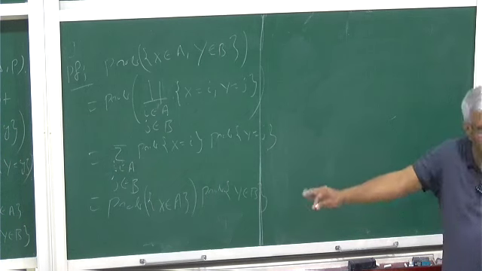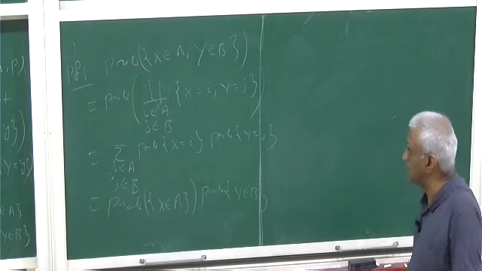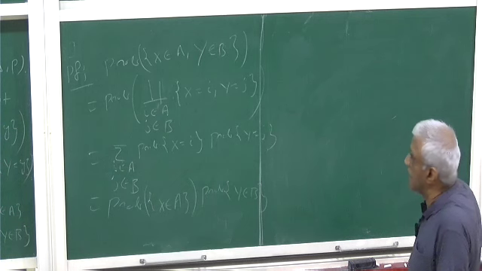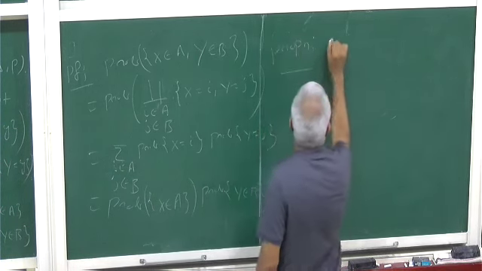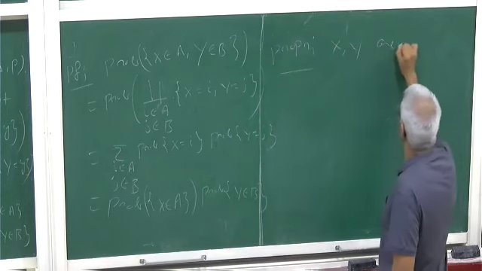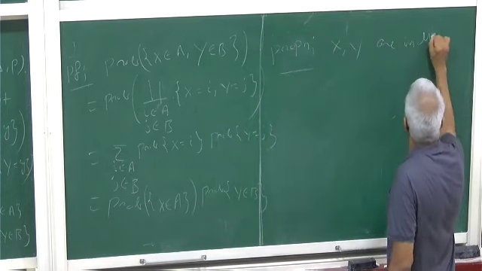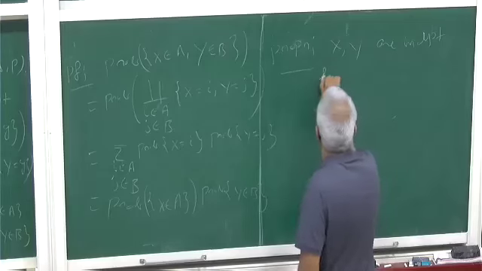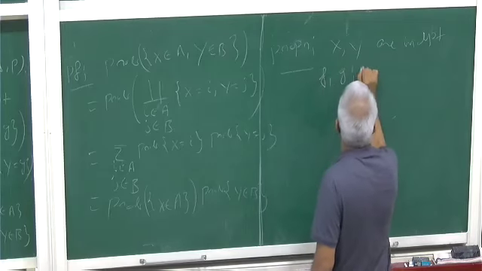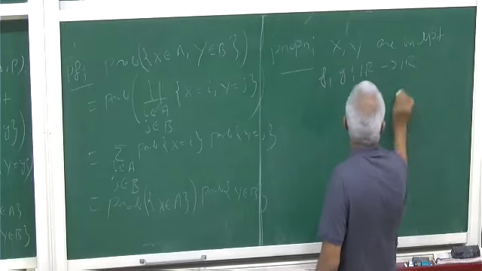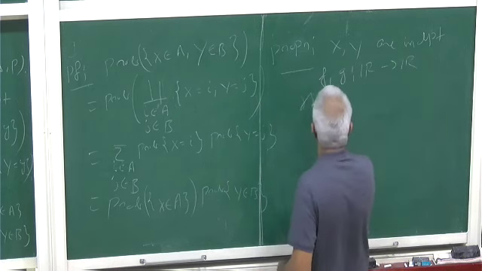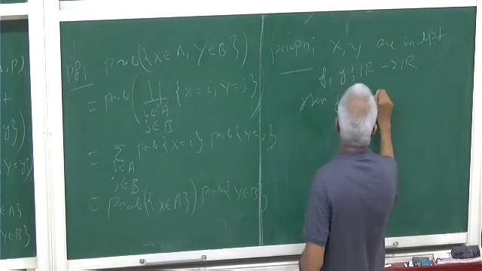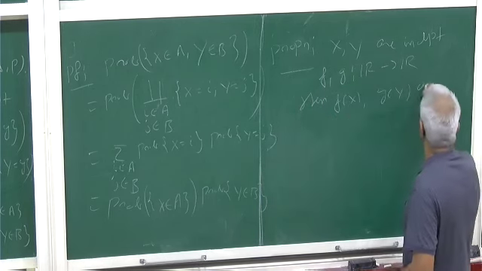Okay, so the proof is clear. We just multiply it and that's all. Okay, so this is a real proposition. X, Y are independent, two discrete random variables that are independent, and F and G are some functions from R to R. Then F of X and G of Y are independent.